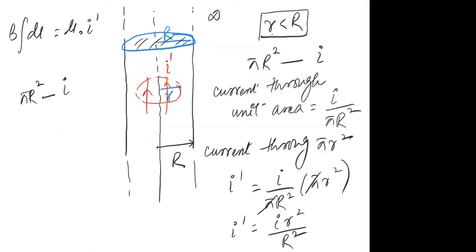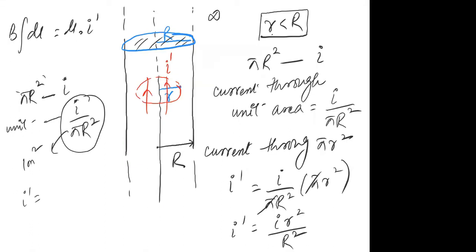So in the whole area of pi r square, we have current I. In unit area, what would be the current? I divide the total current by the total area, and I get the current in unit area, meaning in 1 meter square or 1 centimeter square. If I have to find the current in 20 meter square, I will multiply this current of 1 meter square by 20 meter square. Is it correct?